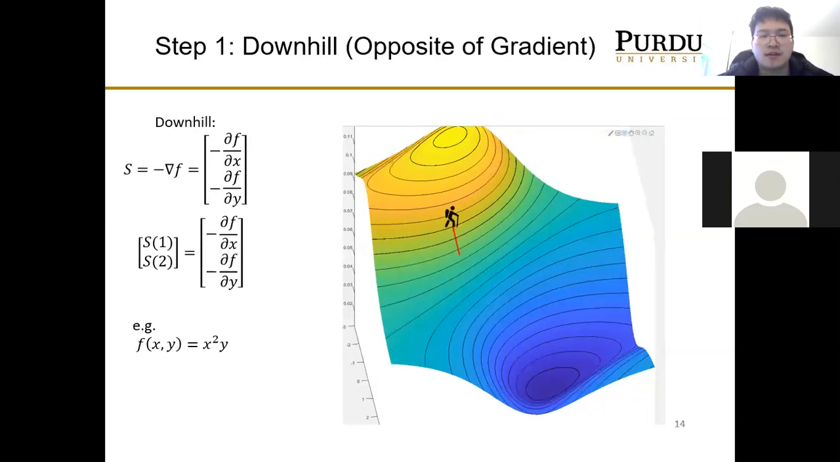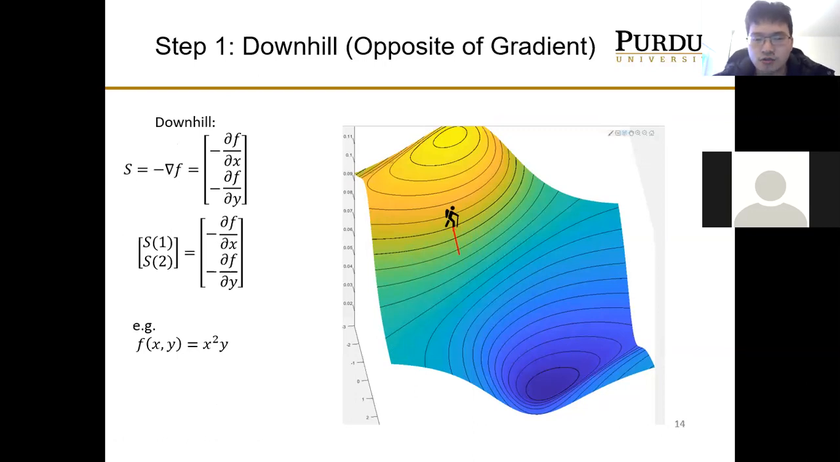So then we come to our step 1, the downhill or steepest descent direction. As we mentioned before, the downhill direction will be the opposite of the gradient. So the opposite will be the negative of this one. That's pretty simple, right? So S will be our downhill direction.